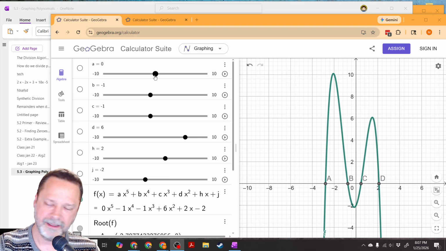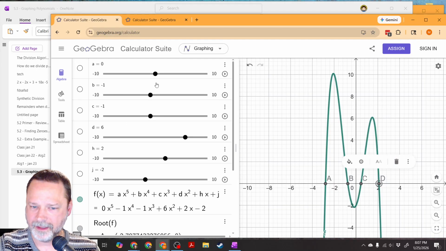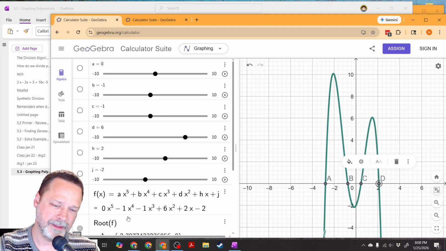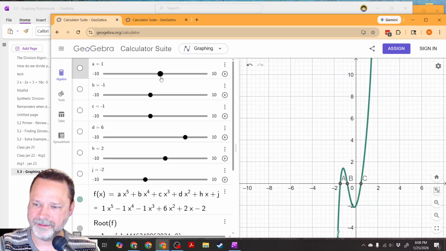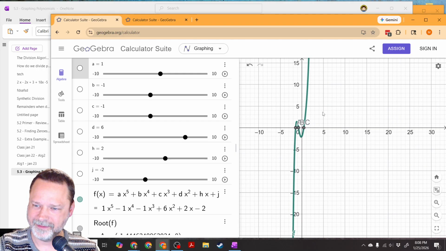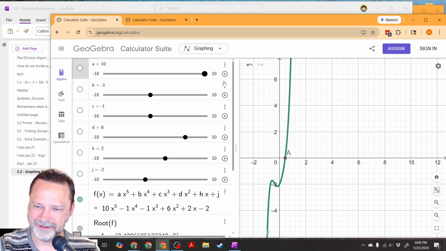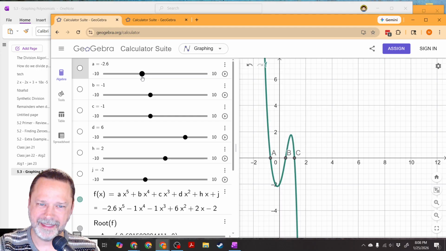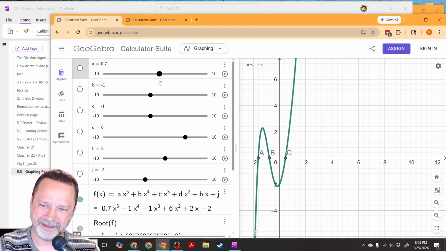Let's make it a, and then here are our zeros, of course, our roots, right there, and we have 4 roots, which would make sense. 4 roots, and it's a 4th degree polynomial. Let's go ahead and make a something. Let's go a is 1. Now, that's funny. It looks like only 2 turning points. Weird. Let's make it negative. All right. Now, there's probably something in there maybe that's hard to see.